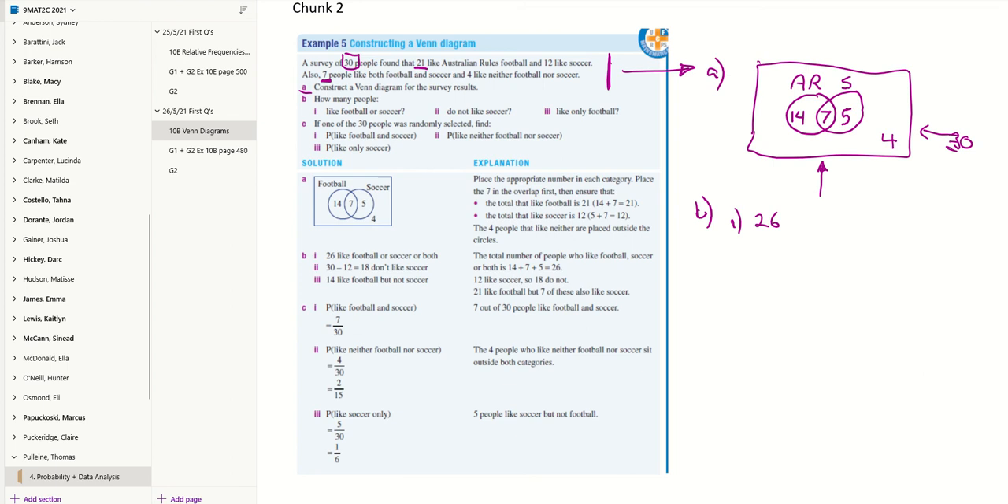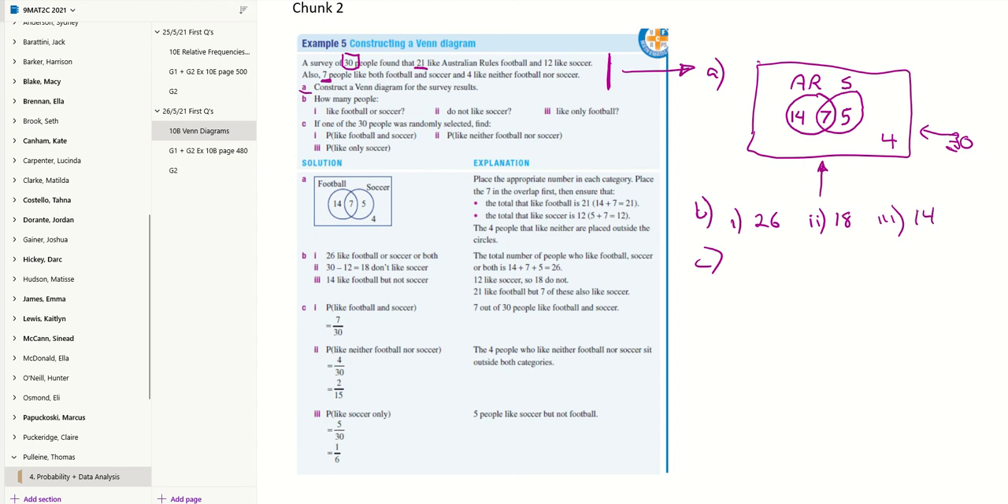How many people do not like soccer? Do not like soccer is everybody outside of that soccer circle, 14 and 4, 18. Next question, like only football. So only football is people inside the Aussie rules circle and not in the both, 14. All right, so that's B.